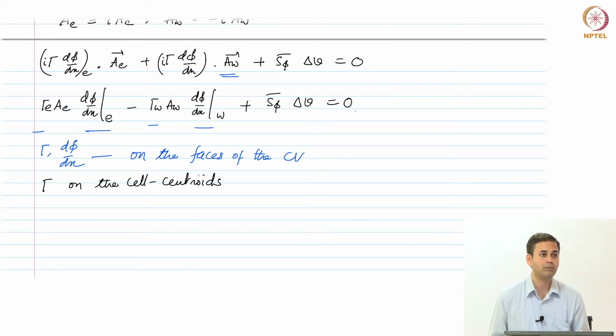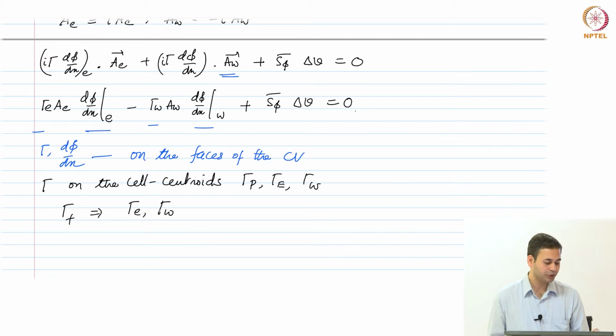If we know gamma only on the cell centroids, that means we know gamma values at gamma P, gamma capital E, gamma capital W. Then we need some kind of an operator to calculate what would be gamma on the faces, that is, gamma on the little e and gamma on the little w. Assuming that we have a uniform mesh, the easiest thing would be to do a linear interpolation and obtain the values of gamma on the faces from the values of gamma on the cell centroids.